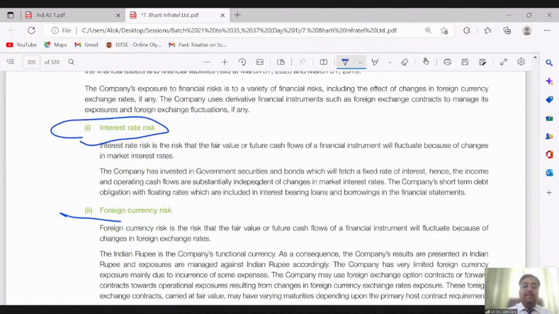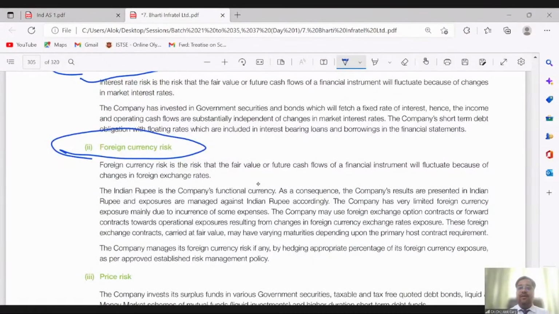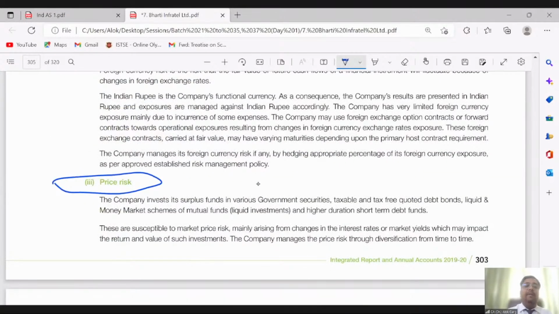Foreign currency risk. The company has some exposure in foreign currencies. The company is selling. The company is doing some imports, right? So if the dollar becomes stronger, in that case, the company will have an exposure of losses in terms of foreign currency. Price risk. The company has invested in mutual funds. The company has invested in other securities as well. So there is a price risk which is inherent to the company. So the company has to disclose what kind of risk is there, on which item that risk is there, and what is the quantum, right?